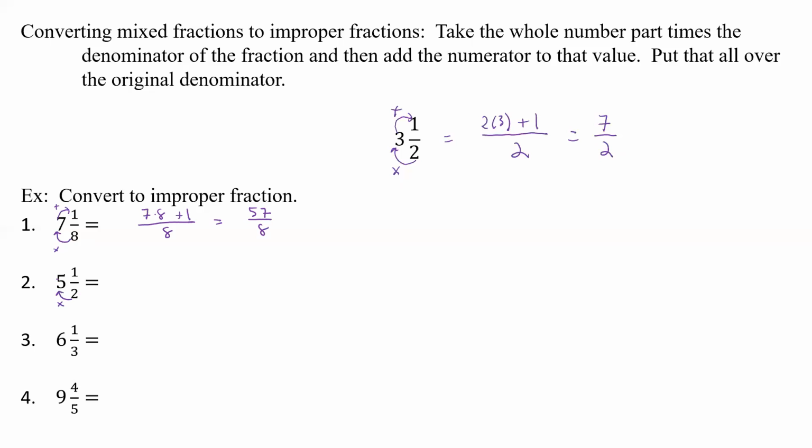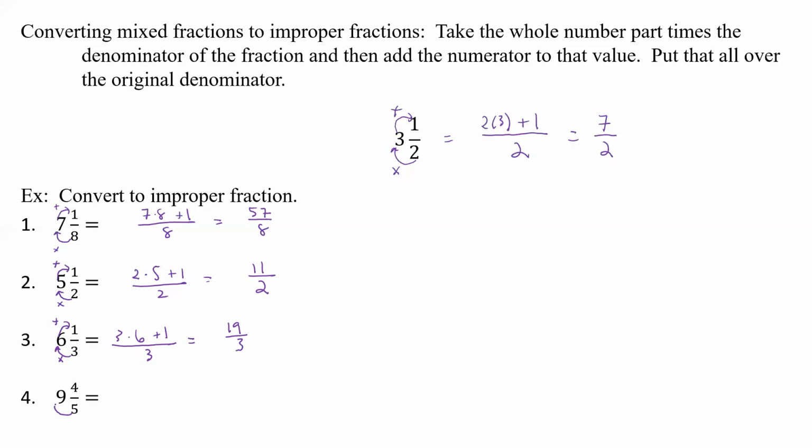So again, same thing. We're going to multiply here, and then we're going to add here. So we're going to take 2 times 5 plus 1 all over 2. Well, 2 times 5 is 10, plus 1 is 11, all over our 2. Again, take and multiply, and then we're going to add. So 3 times 6 plus 1 all over 3. 6 times 3 is 18, plus 1 is 19 over 3.